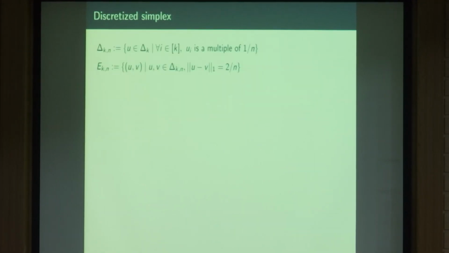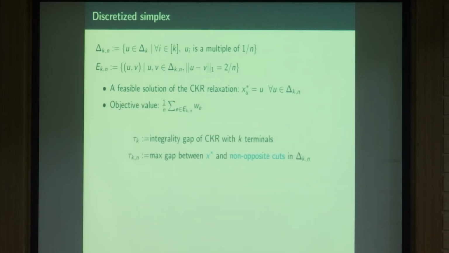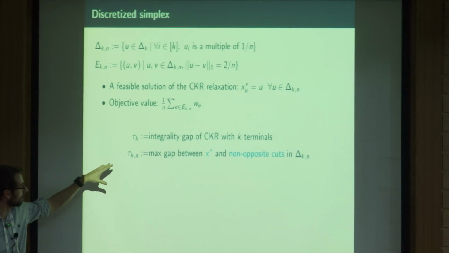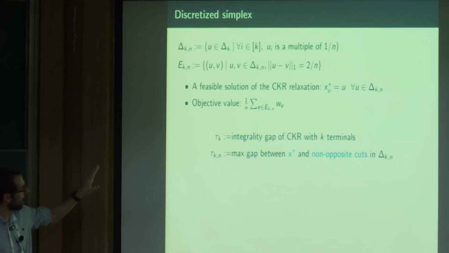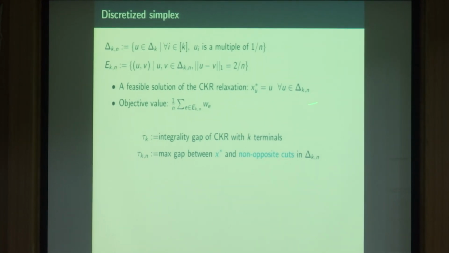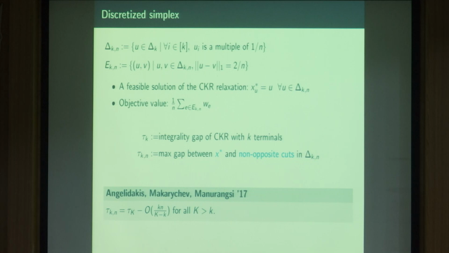And why are we interested in non-opposite cuts? The reason is the following. So if I denote by tau k the integrality gap of the CK relaxation with k terminals, and tau kn the gap between x star, which is the simplest solution that you can think of for this triangulated graph that I showed you before, which embeds this graph as you would expect it to the simplex, so every point goes with the edges having the same length. So I denote the gap between this solution and the optimal solution using only non-opposite cuts. Okay, so I restrict my attention to non-opposite cuts, which is just a subclass of the possible cuts that we have. Then Angelidakis et al.